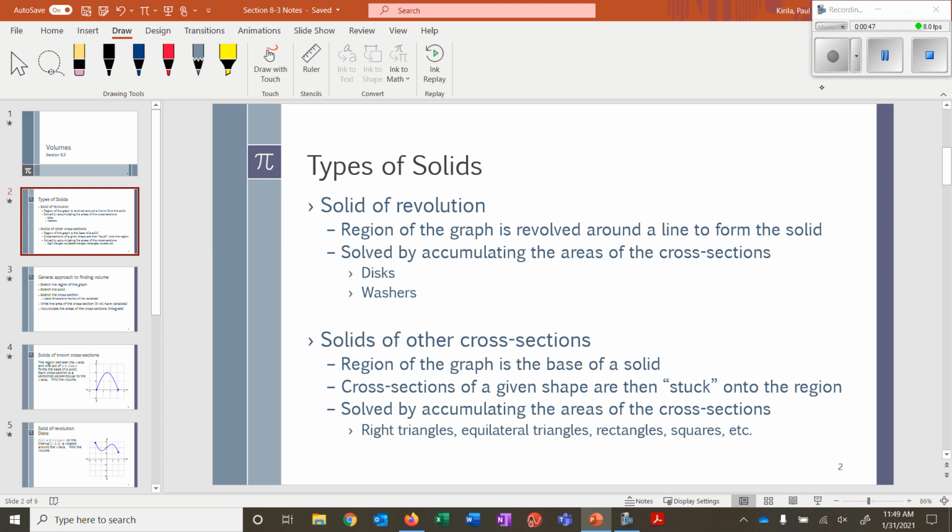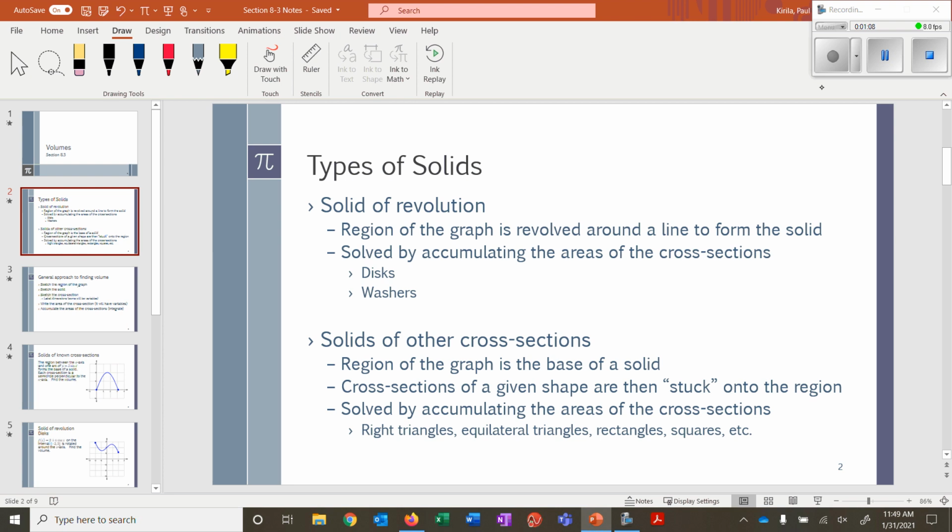And the two methods we're going to be discussing there that are covered by the AP exam are disks and washers. There's a third method I'm going to have at the end of this series of volume videos called cylindrical shells that is not covered by the AP exam, but it's kind of nice to know because it gives you a little more flexibility with some of the more challenging solids of revolution.